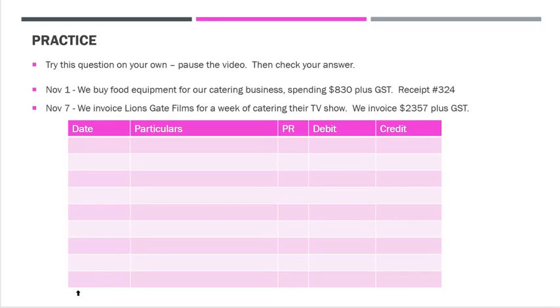So now we're going to practice something you can try on your own. So take a look at these two transactions, November 1st, November 7th. Come up with the journal entries. Pause the video. And when you're done, check the answer on the next section.